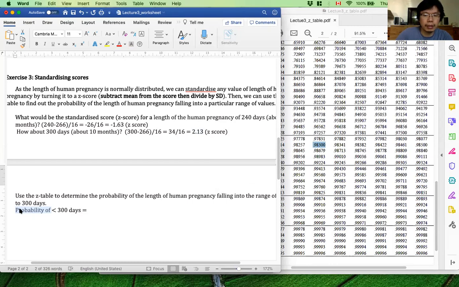So I'll just call it P of lower than 300 days. According to the Z table, again, it's 0.983, okay? So it's 98.3%. Now we can also find out the probability of shorter than 240 days, using the Z table, right?